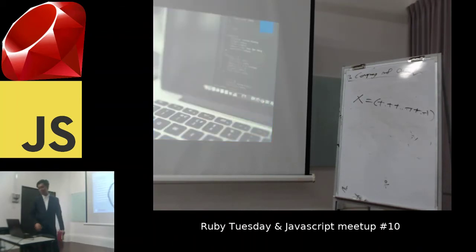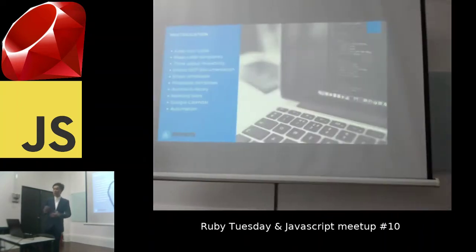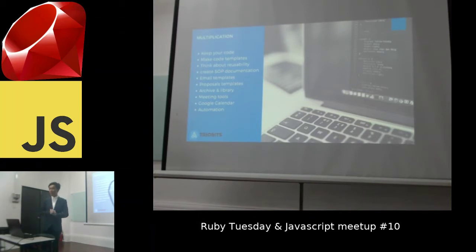So these are some examples. I'm trying to put this more on the coding side. What is multiplication? When you code something, do you keep your code? Keep it nicely, yes. Nice, good, you have an archive or something. So do you make code templates? Let's say I'm only paying you 1,000 ringgit to do this website. Is your code reusable?